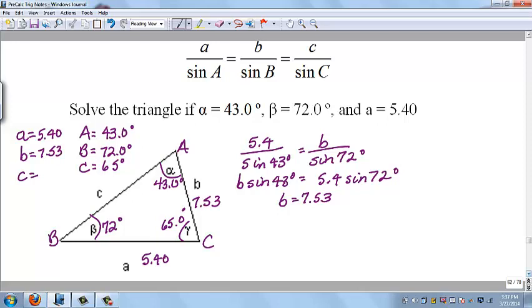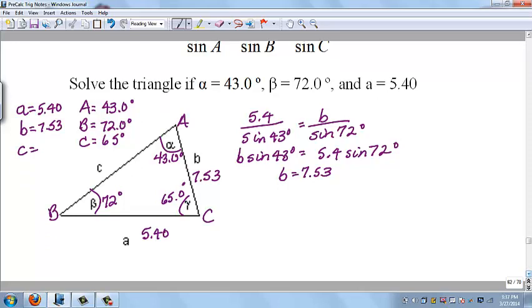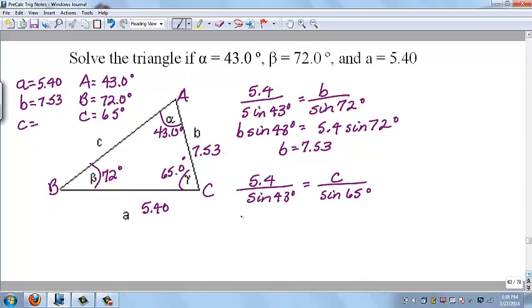Now we got to find the other side. And you can't subtract it from 180 or whatever. You're just going to have to do the law of sines again. So I'm looking for side C. I'm going to use the same ratio because it's what they gave us. So I got 5.4 over the sine of 43 degrees equals C over sine of C, which is 65 degrees. Now when I cross multiply that, I have C sine 43 degrees equals 5.4 sine 65 degrees. And then I'm going to divide by sine 43. When I do, I get C to be 7.18. And so I label my picture, and I have solved the triangle.